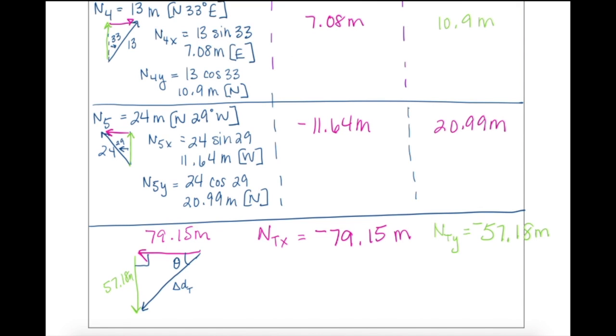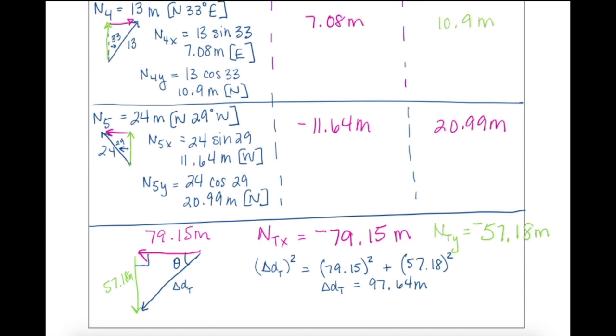So first we can find the delta D total by using the Pythagorean theorem. So delta D total squared equals our a squared, which is 79.15, plus our b squared, which is 57.18. Okay, and we'll find that once we actually go through and do the math, that delta D total is 97.64 meters.